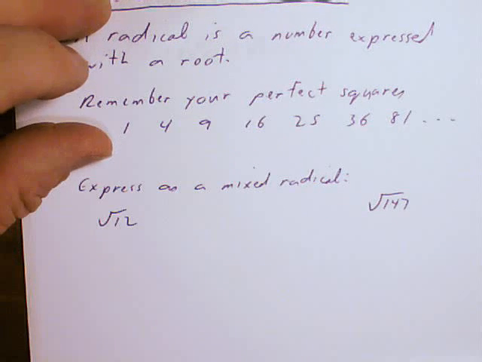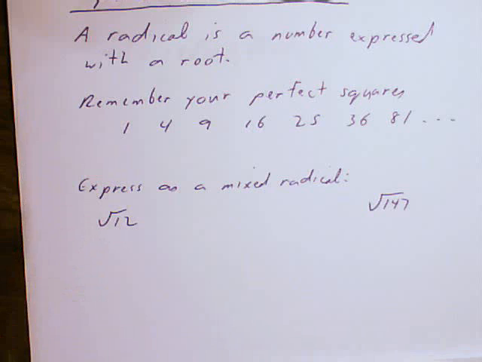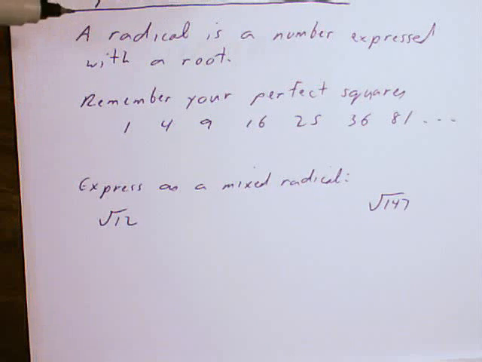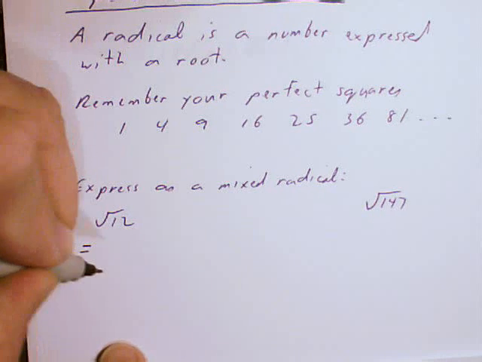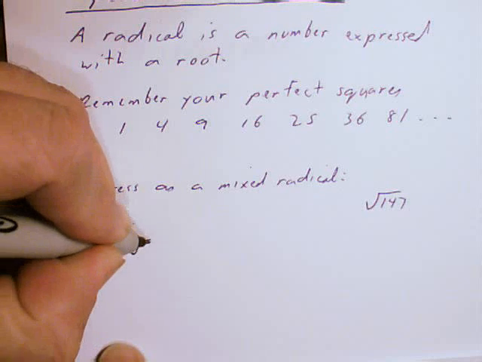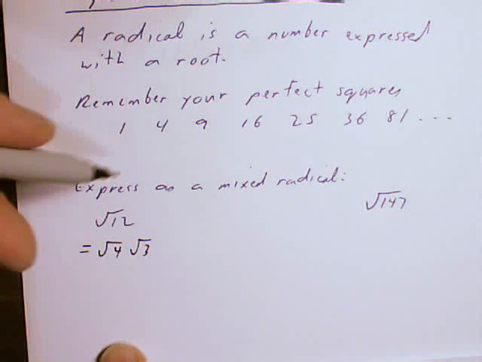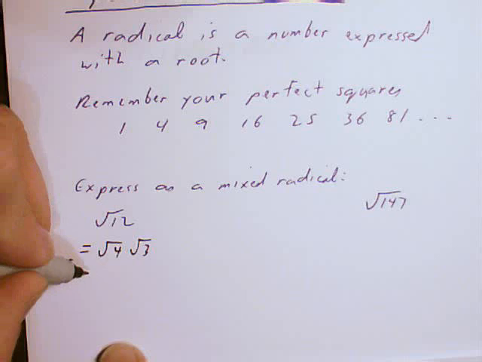Let's look at an example. I'd like to express root 12 as a mixed radical. I start off by saying I need two numbers that will multiply together to give me 12, one of which is a perfect square. I can write root 12 as the root of 4 times the root of 3. And then I can take the square root of 4 as 2.